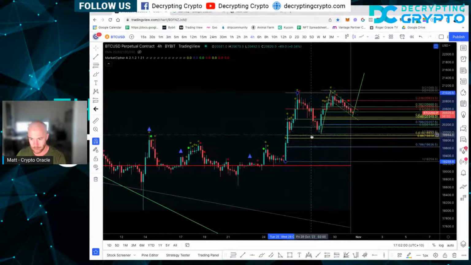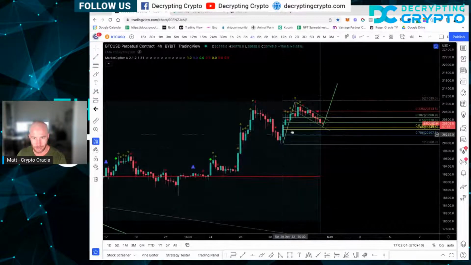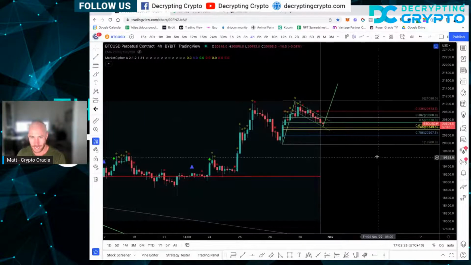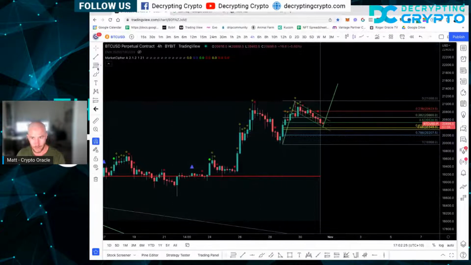We've now pushed up again to the upside, and we're possibly forming two patterns. We've got this bull flag right here, and if you don't know what a bull flag is, basically you create a flagpole, you then have some slow down and to the right price action, and then we exit to the upside. So we're forming a bit of a bull flag here, which is obviously bullish.